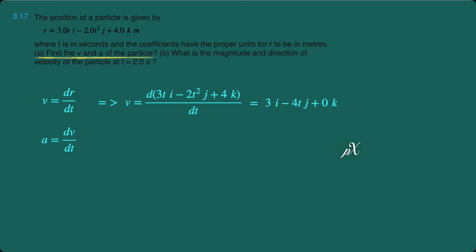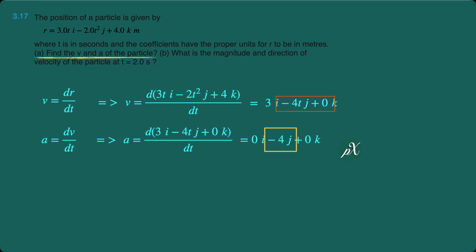So this is the velocity vector of the particle. Now let's differentiate the velocity vector once again. Differentiating 3i minus 4t j plus 0k with respect to time gives a equals 0i minus 4j plus 0k. So the acceleration vector is simply minus 4j meter per second squared. Thus, we have obtained both the velocity and the acceleration. Before moving to part B, let's visualize this velocity vector. Understanding its components will make the next part much easier.